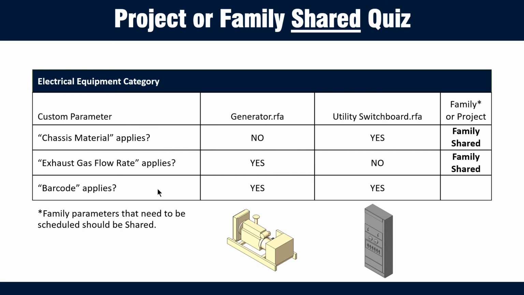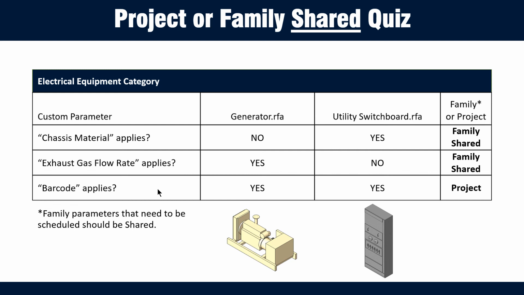All right, and what about barcode? Barcode's a good one, right? If it applies to both, what should you make it? Bingo. You guys are learning all of this. Okay, good, this is all making sense. It applies to project because I don't want to go into every one of my families and make a shared parameter for that when I can just make it a project parameter. Because when you make the project parameter for the electrical equipment category, when you schedule that category, that barcode field will be available and you can edit it. Does that make sense? Sweet.